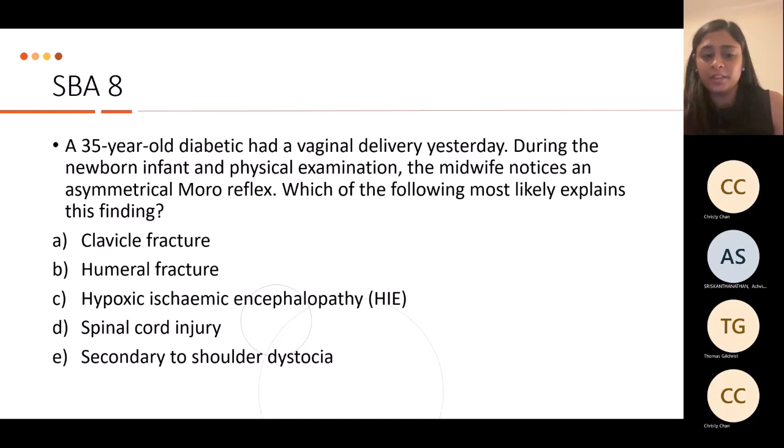So you've got another 35-year-old, but she's a known diabetic who had a vaginal delivery yesterday. During the newborn infant physical examination, the midwife notices an asymmetrical Moro reflex. Which of the following most likely explains this finding?